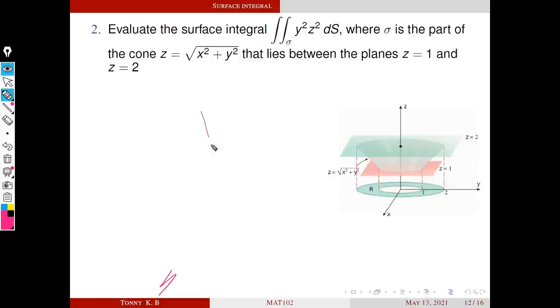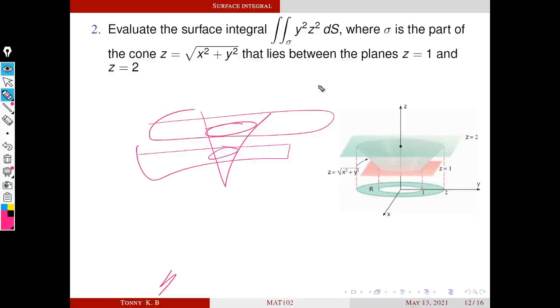So we know the cone is like this, a circular cone, z is equal to square root of x square plus y square. And we cut this cone using the plane z equal to 1, and this is our z equal to 2. Then we get a portion like this. So this is the corresponding portion. So our surface sigma is this circular shaped surface.